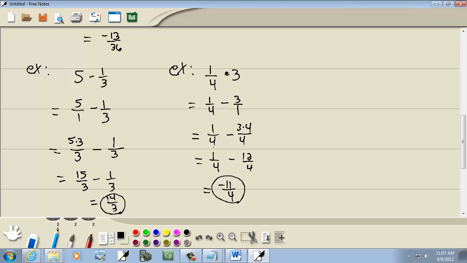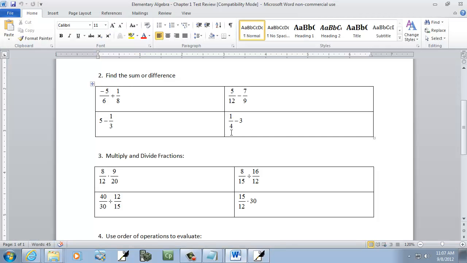Now again, this is a mixed number, so you could use that rule there. You take negative 3 times 4, which is negative 12. Add to 1 gives you a negative 11, and then the denominator stays 4. And that's the last example of that problem type.